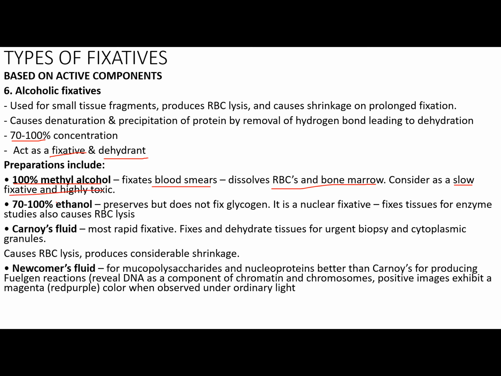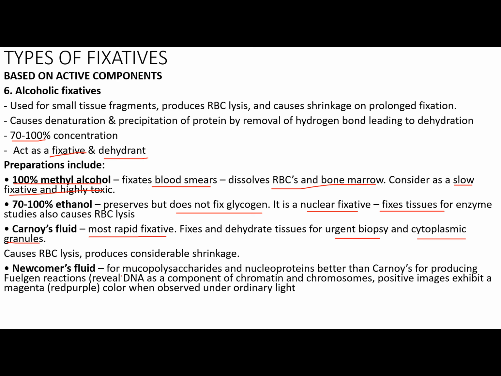Then we have your 70 to 100% ethanol, preserves but does not fix glycogen. This is a nuclear fixative, fixes tissue for enzyme studies, also causes RBC lysis. Then we have your Carnoy's fluid. This is the most rapid fixative. Fixes and dehydrates tissues for urgent biopsy and cytoplasmic granule. Causes RBC lysis, produces considerable shrinkage.